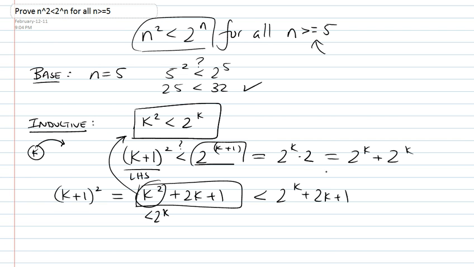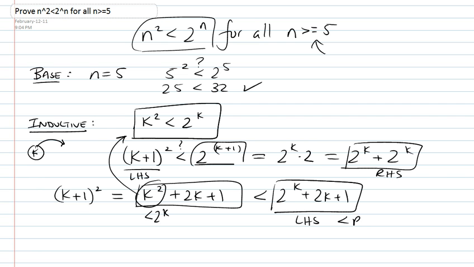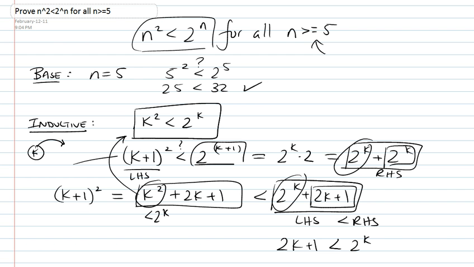So you try to compare these two expressions. This is our left-hand side and this is our right-hand side. We're trying to prove that the left-hand side is less than the right-hand side. Well, you see that we have this in common, and these are the only two things that we have to show. So we have to show that 2k plus 1 is less than 2 to the k. So we've reduced our problem to this relation.